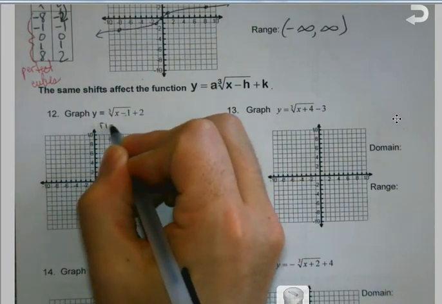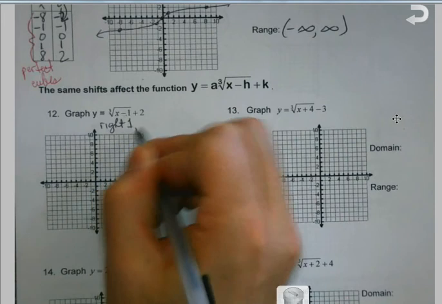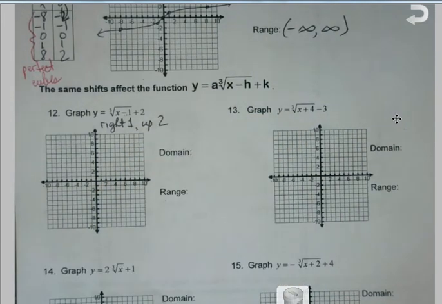Right 1 and up 2. Okay, right 1 and up 2. Now, if you didn't want to go to the calculator, let me show you a little trick here. I do this a lot when I'm graphing them myself.